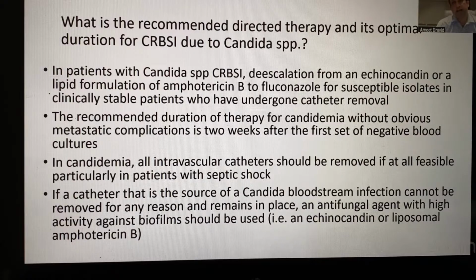If you diagnose Candida as a bloodstream infection, the treatment of choice is IV caspofungin, or IV micafungin, or IV anidulafungin. Once the patient is hemodynamically stable and there is no obvious metastatic complication, we can scale down to fluconazole if the fungus is sensitive to fluconazole.